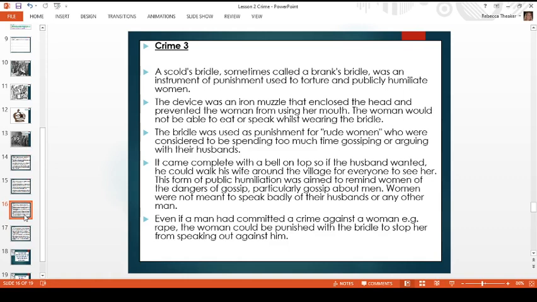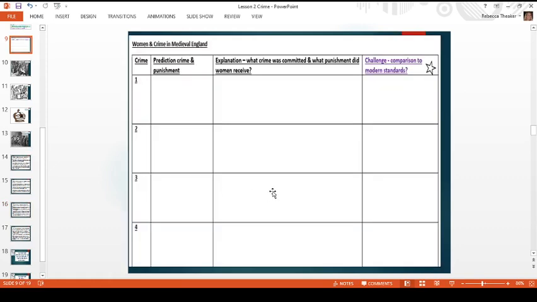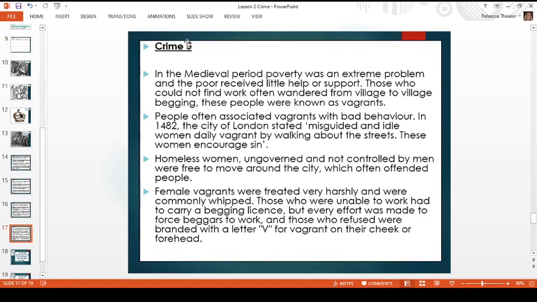Even if a man had committed a crime against a woman, e.g. rape, the woman could be punished with the bridle to stop her from speaking out against him. So again, go back. Number 3. The crime is gossip or speaking badly. That was considered a crime. And what punishment did women receive? And last one, sorry, I've got my numbers muddled up here. Change that to a 4.